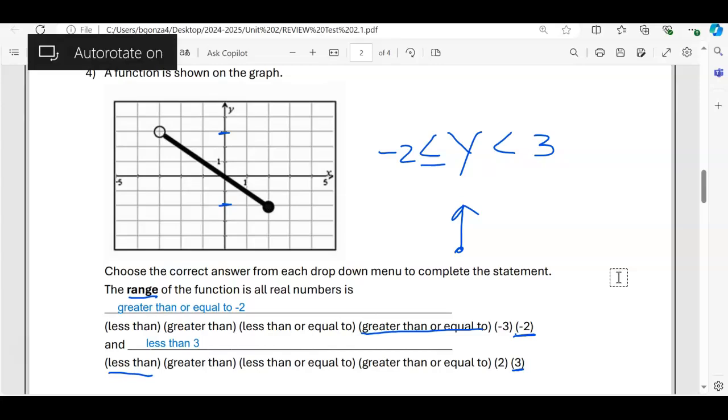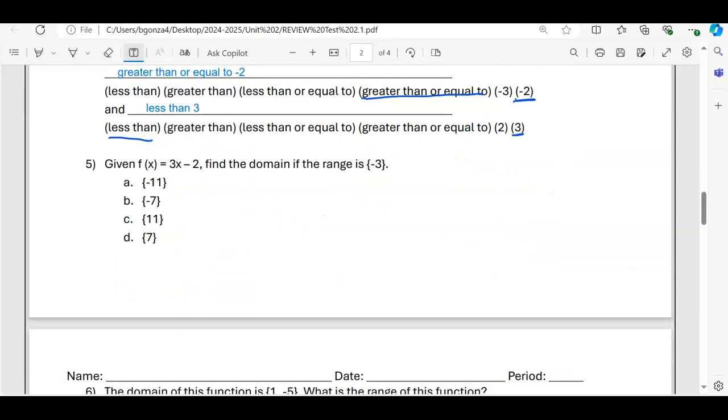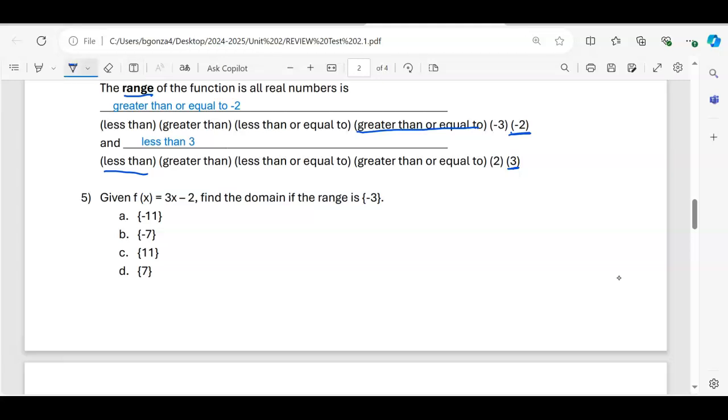All right, let's proceed to number 5. Given a function f of x, find the domain if the range is negative 3. Okay, now remember range is y, which is also f of x. Okay, so the f of x is going to be negative 3. So when I write that function over here, f of x equals 3x minus 2.